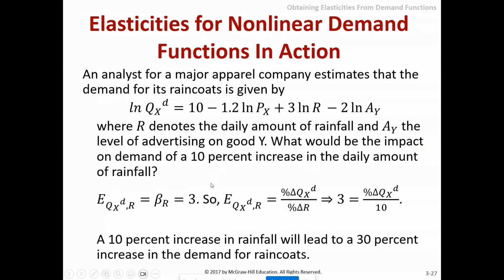Now, here's an example. Analysts for a major apparel company estimate that the demand for its raincoats is given by the natural log of quantity demanded for raincoat equals 10 minus 1.2 natural log of price of a raincoat plus 3 multiplied by natural log of daily amount of rainfall, minus 2 multiplied by natural log of the level of advertisement on good Y. So some other related goods other than raincoat, maybe umbrella or something like that.